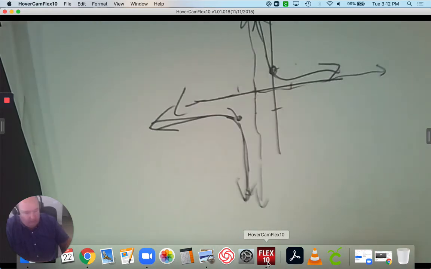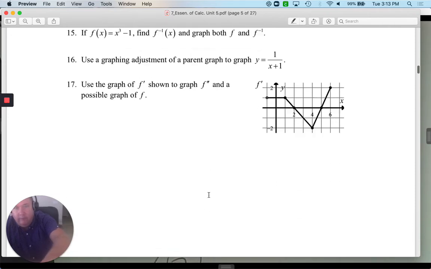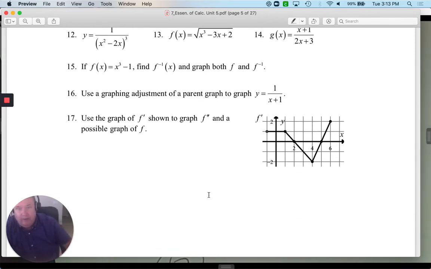All right, last one, number 17. So number 17, use the graph of the first derivative. I know these are challenging. That's why we got to practice them. So I'm going to do a first derivative number line. I want to know when the derivative is equal to 0. So that goes from -2 to 6. I always forget that. -2 to 6.